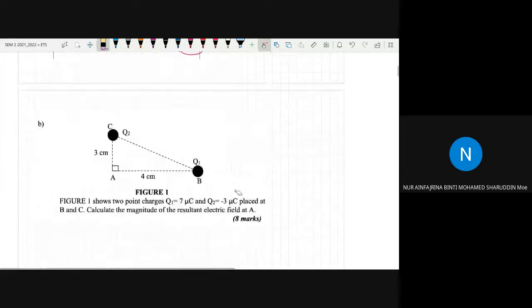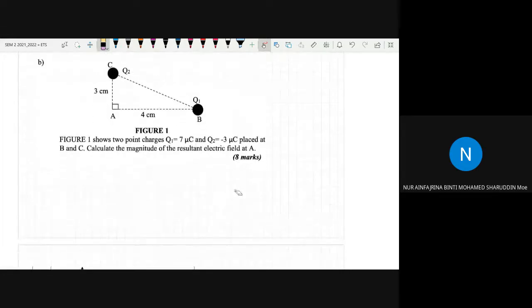Now I'll proceed to question 1B. Figure 1 shows two point charges, Q1 and Q2. Q1 is 7 microcoulomb, and Q2 is negative 3 microcoulomb. So Q1 is a positive charge, whereas Q2 is a negative charge. Calculate the magnitude of the resultant electric field at A. So the question asks us to look for the magnitude of the resultant electric field at A.